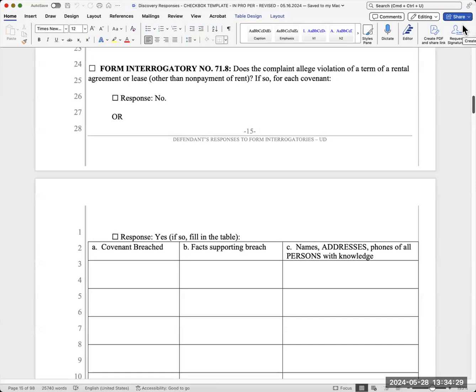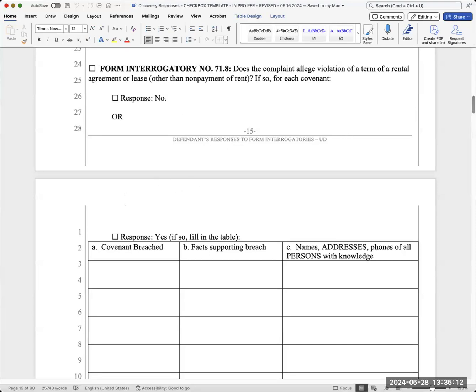Form interrogatory 71.8 says, does the complaint allege violation of a term of a rental agreement or lease other than non-payment of rent? If so, for each covenant, put in the responses. Very often, if you have done something to break some term of your lease, you will get a notice that says perform covenants or quit, asking you to remedy whatever it is that the landlord is alleging you have done wrong based on your lease. If this doesn't apply, very simply check no and go to the next question.